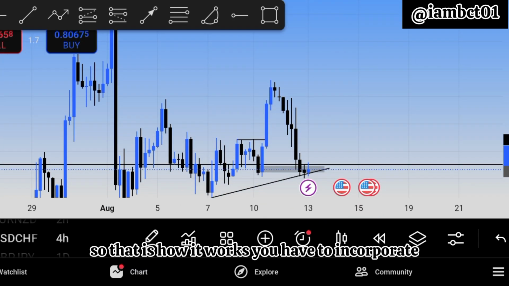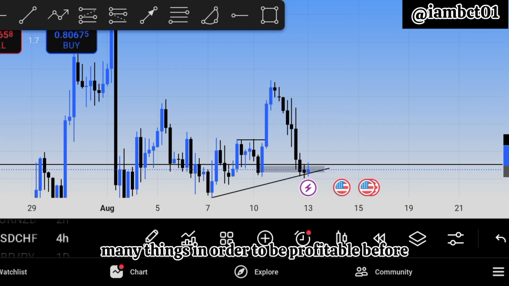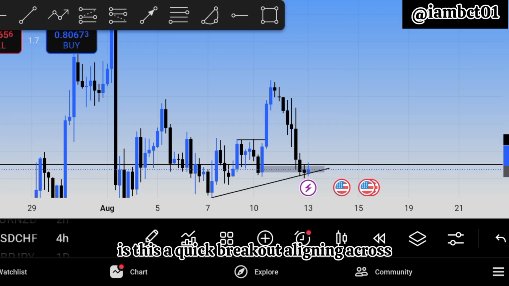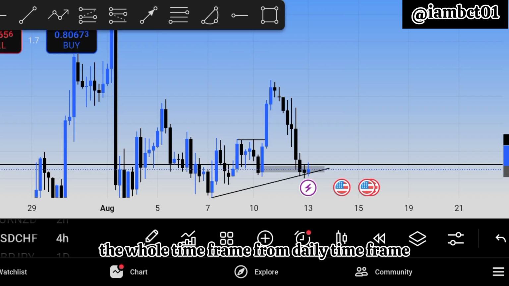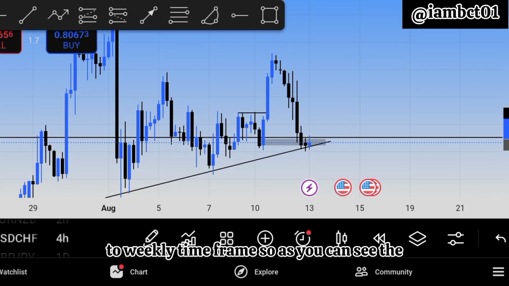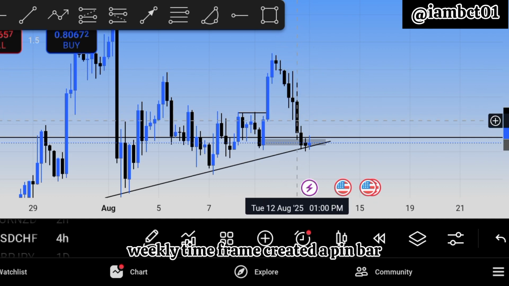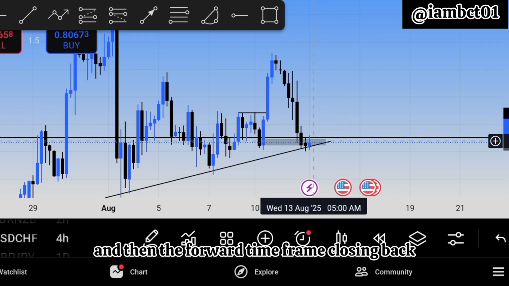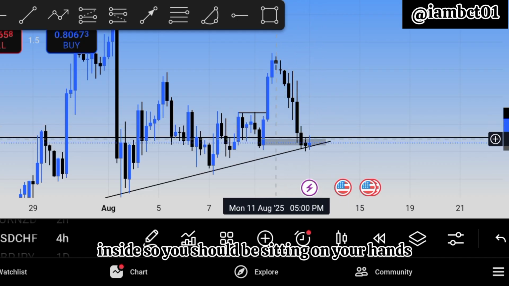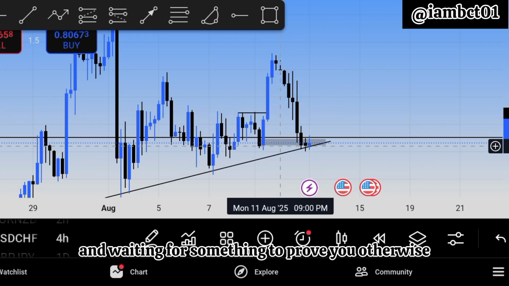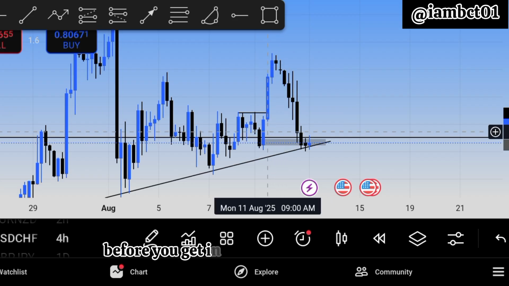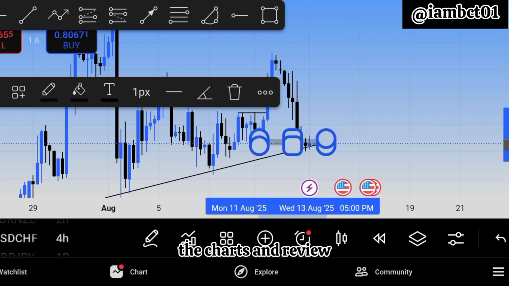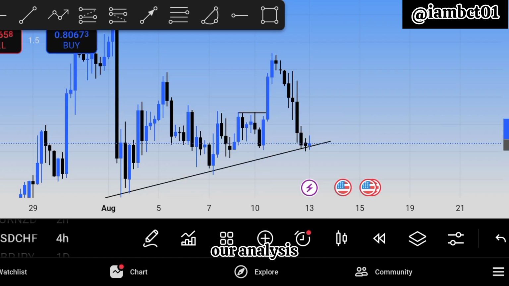You have to incorporate many things in order to be profitable. Before you place your order, you must ask yourself, is this a big breakout aligning across the whole time frame from daily time frame to weekly time frame? So as you can see, the weekly time frame created a pin bar, the daily time frame a fake breakout, and then the four-hour time frame closing back inside. So you should be sitting on your hands and waiting for something to prove you otherwise before you get into the market. So let's clear the charts and review our analysis.